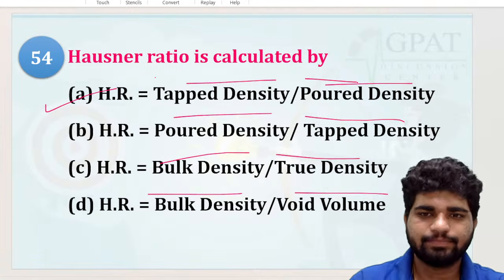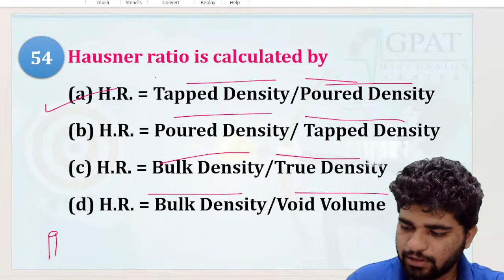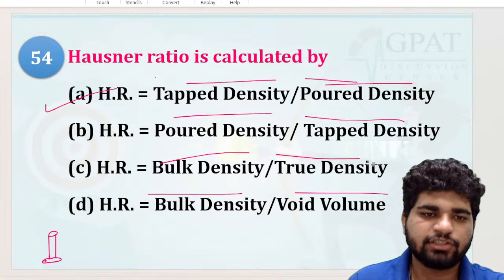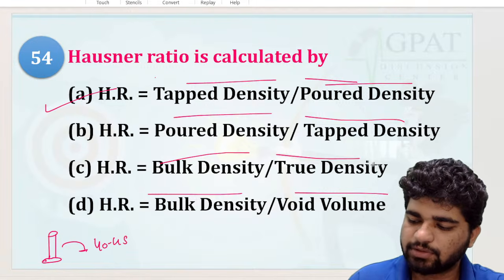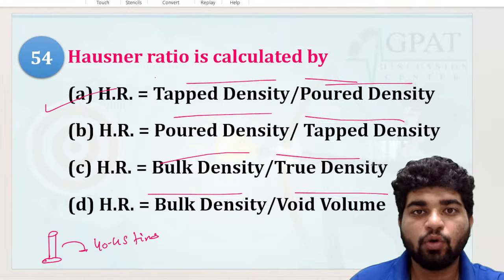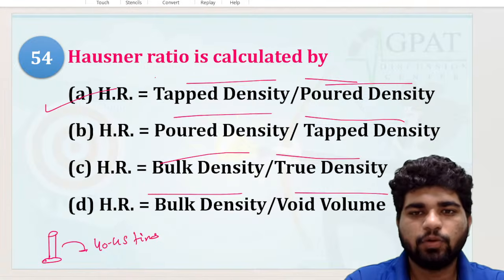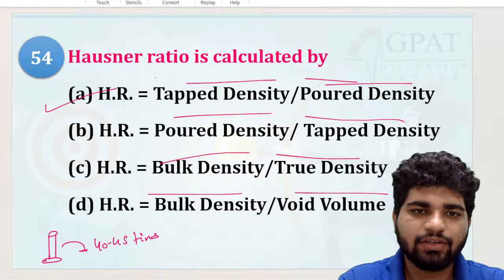Tap density is nothing but, for example, you have your measuring cylinder, and you have tapped this 40 to 45 times. So the density would automatically be higher. Pour density is whatever amount you have just poured without any tapping. That is pour density. So tap density upon pour density, that is your Hausner ratio.